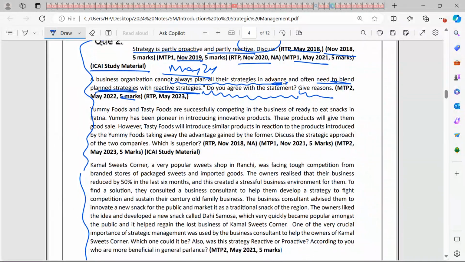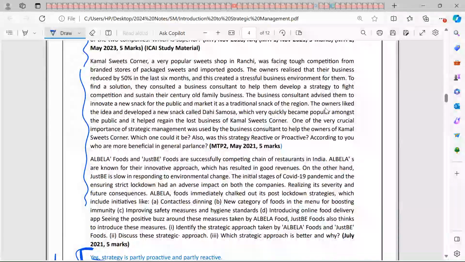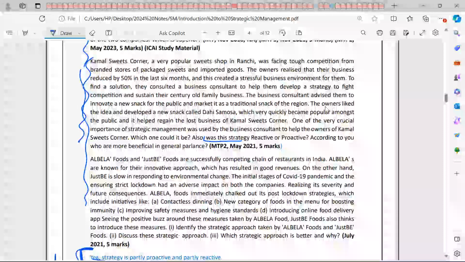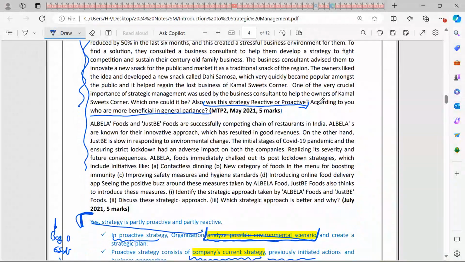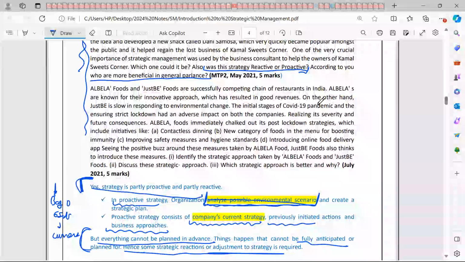Now, what all questions we'll see. Last line: was this strategy reactive or proactive? According to you, which is more beneficial? So you have to write that a combination of the strategies should be adopted, and a strategy should be also proactive and also reactive. Okay.